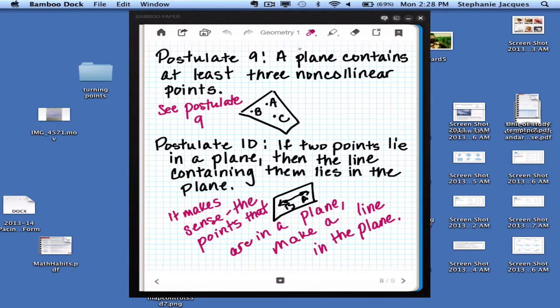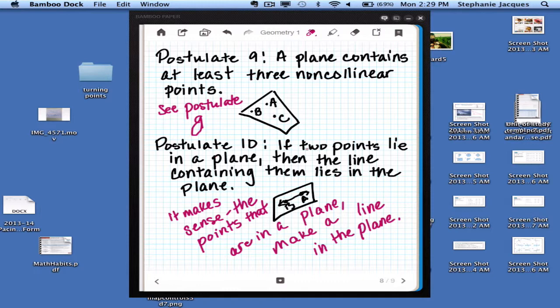Postulate 9. A plane contains at least 3 non-collinear points. So this relates basically back to postulate 8, because they're talking about a plane and the points. In this case, a plane needs to have at least 3 points to become flat. If you have 2 points, it makes a line once again.